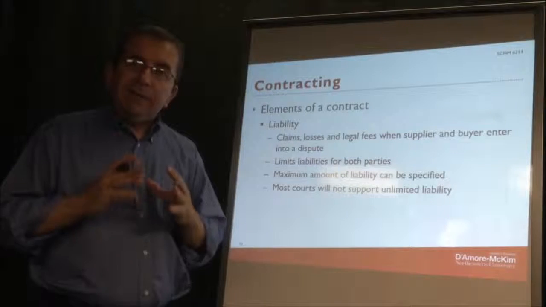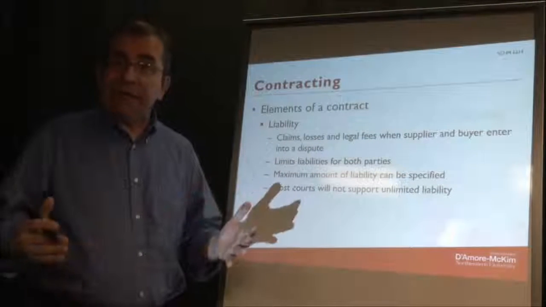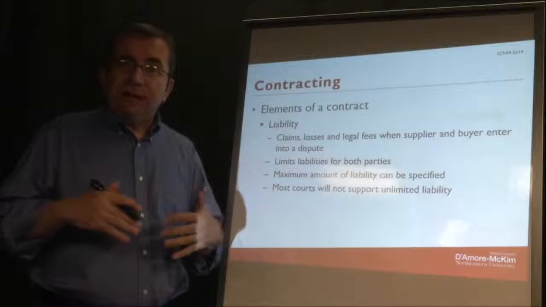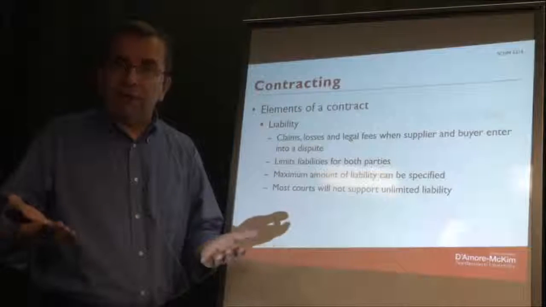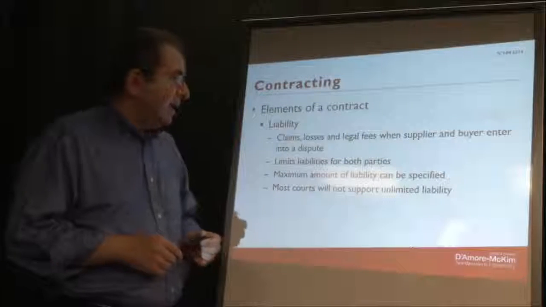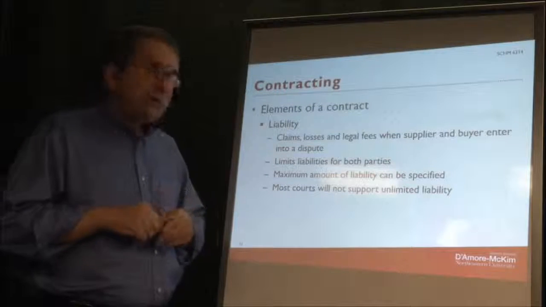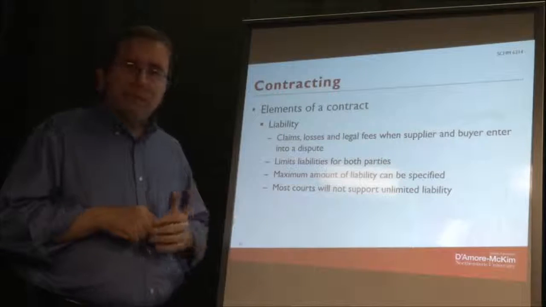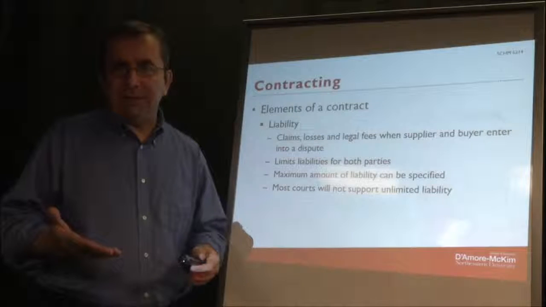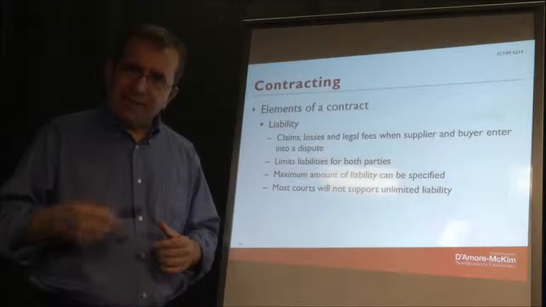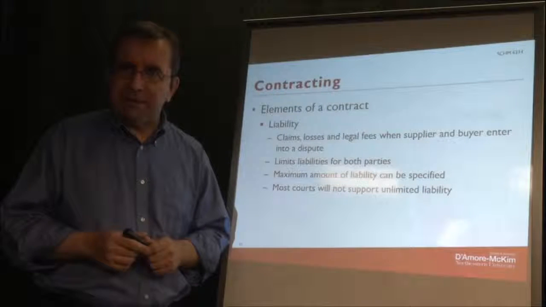Similarly, you can put a cap, an upper limit on liabilities, and that's a good idea because if there's no upper limit on liabilities, somebody can sue you and take all of your company. Okay. So maximum amount of liability can be specified because another reason for this is a lot of courts will not support unlimited liability. Okay, so therefore it's a good idea to specify maximum amount of liability in a contract.